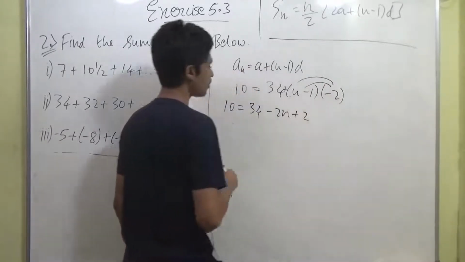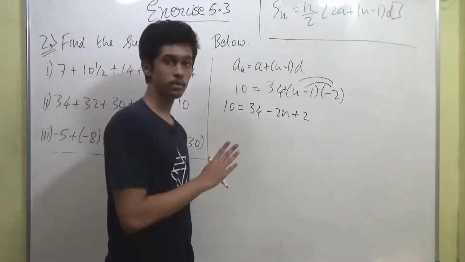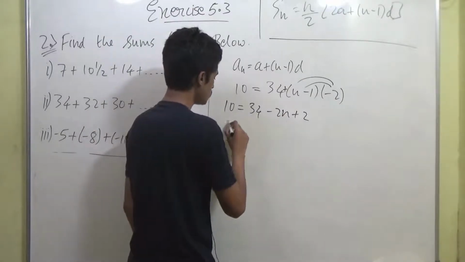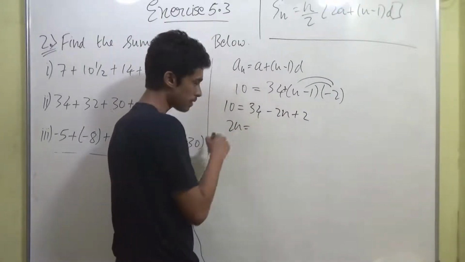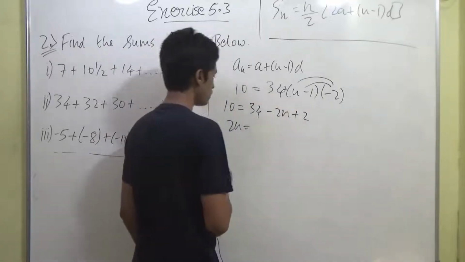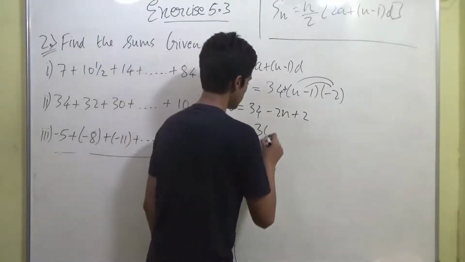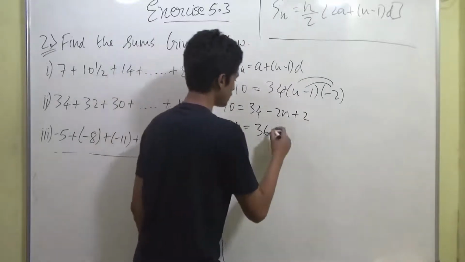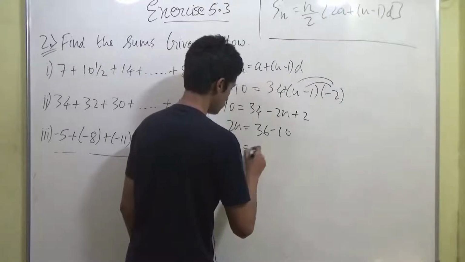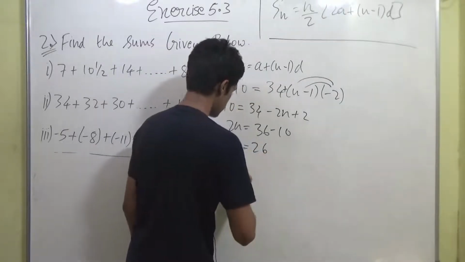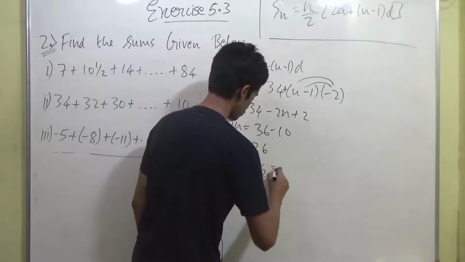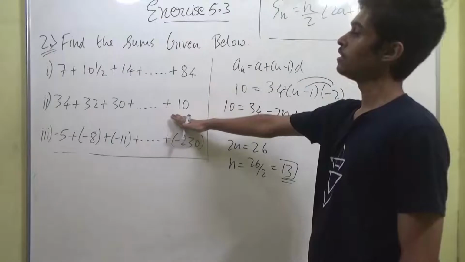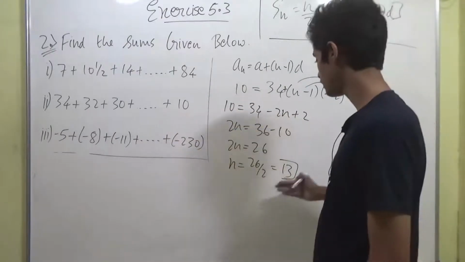Now what we have to do, I'll keep 2n one side and take all other terms other side. So I'll bring 2n to LHS so that it's going to become plus 2n. Minus 2n became plus 2n. I'll keep all other numbers to RHS, it's going to become 36. This is 34 plus 2, 36, minus 10. So 2n equal to 26, n equal to 26 by 2 equal to 13. Which means, guys, the number of terms in this second AP is 13.